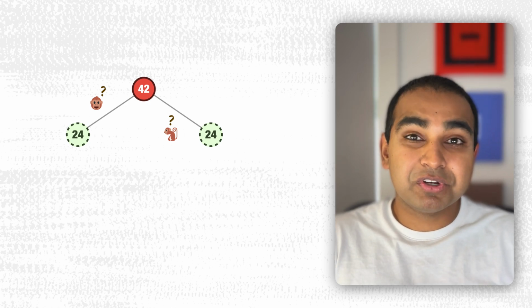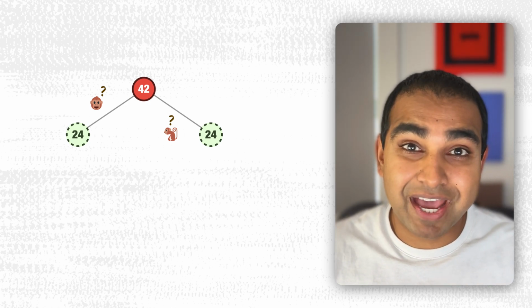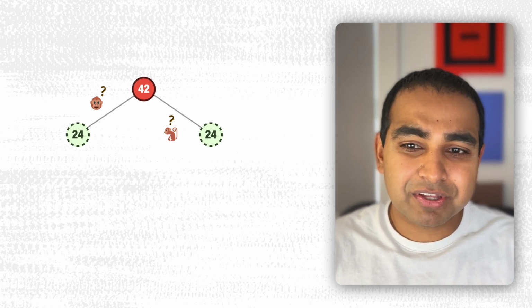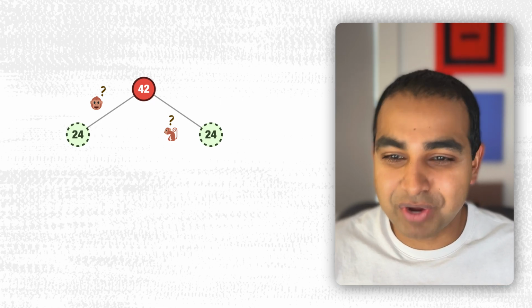So next, we want to add the number 24. So 24 is now going to be added to our binary search tree. Now the question is, where does it go? Does it go left of 42? Does it go right of 42?